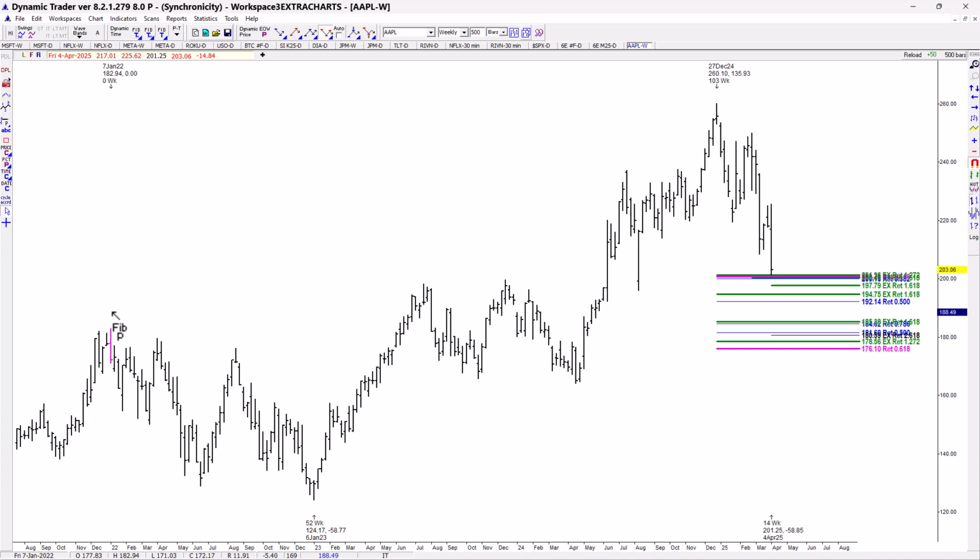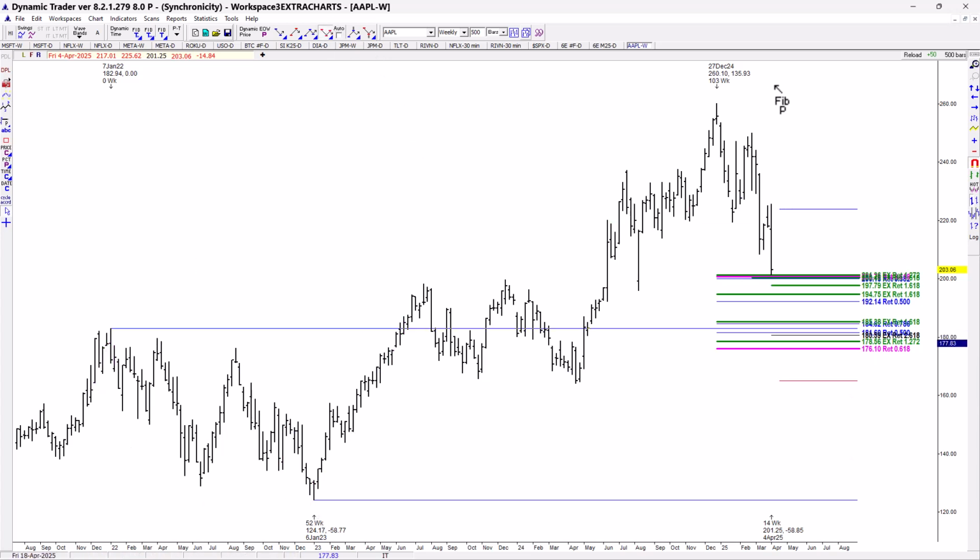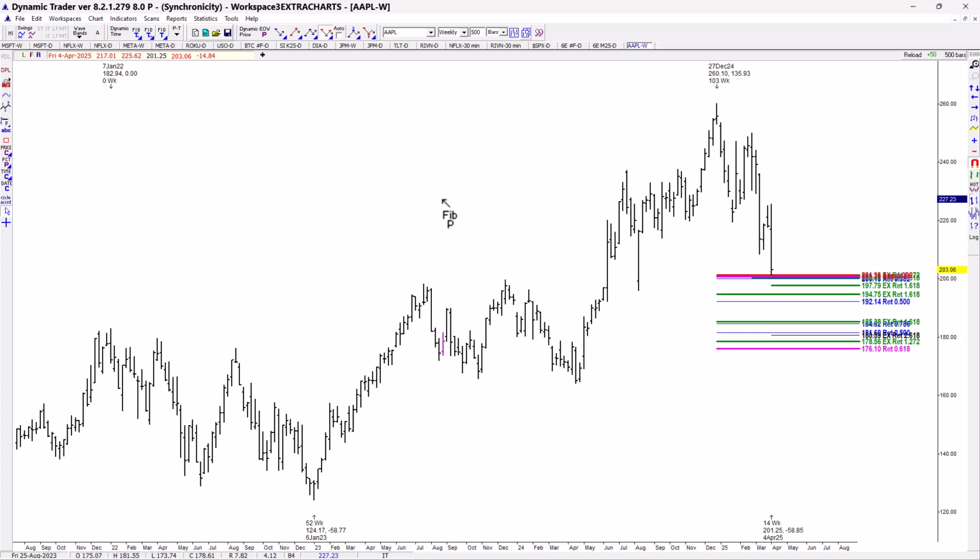We're going to use the three-pointed tool. We're going to grab this high to this low. Whoops, I grabbed the wrong low by mistake. This high to this low, and then project it from the high. And you see where that comes in, right on top of the rest of these price relationships.